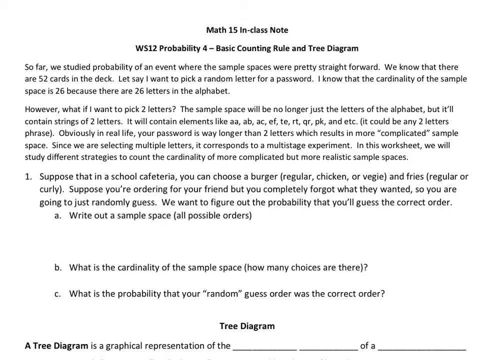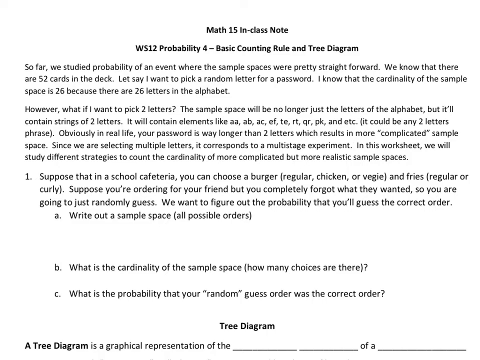However, what if you want to pick two letters? The sample space is no longer just a letter of the alphabet, but it'll be a string of two letters. So for example, it could be AB, AC, EF, TQ, RK, PK, whatever two letters could be. Obviously in real life, your password is going to be way longer than two letters, which is going to make the sample space more complicated. Since we're selecting multiple letters, it corresponds to a multi-stage experiment. In the worksheet, we'll study different strategies to count the cardinality of a more complicated but more realistic sample space.